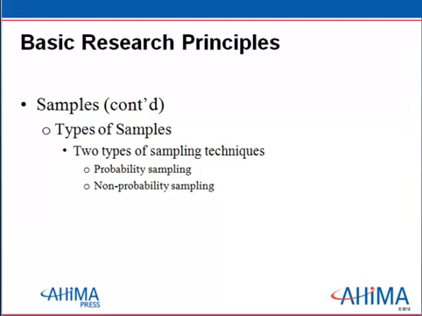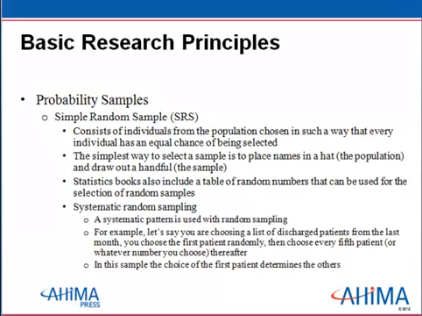Generally, there are two types of sampling techniques: probability sampling and non-probability sampling. Probability sampling uses some form of random selection. Probability sampling includes three types: simple random sampling.